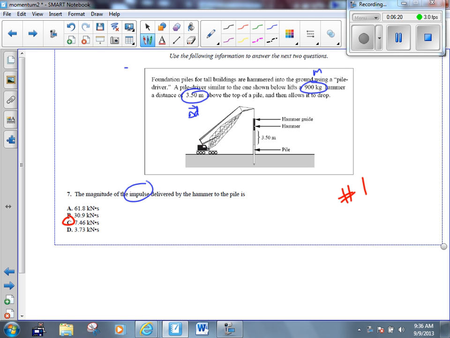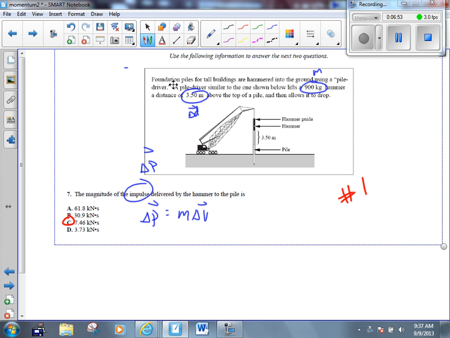Looking for the impulse. We're going to say impulse is equal to F times T is equal to M times delta V. Okay. Now, pay really close attention to this, okay? Delta V is VF minus VI, right? What's VF here? We've got to find it, right? No, we don't. We know what VF is. VF is 0. When a hammer hits the pile, it stops. Okay, what's VI? That's what we don't know.